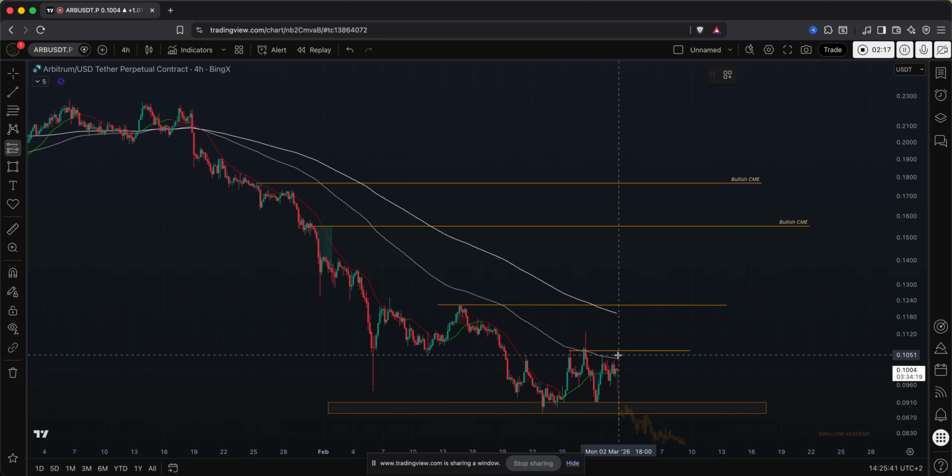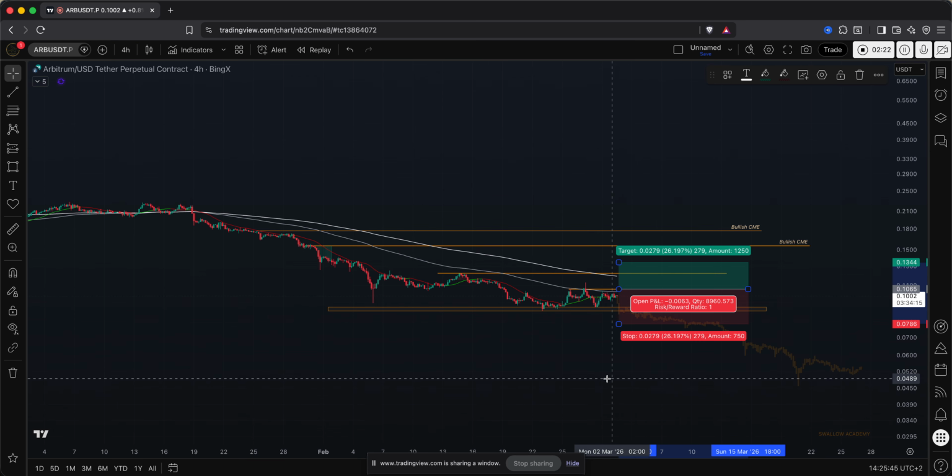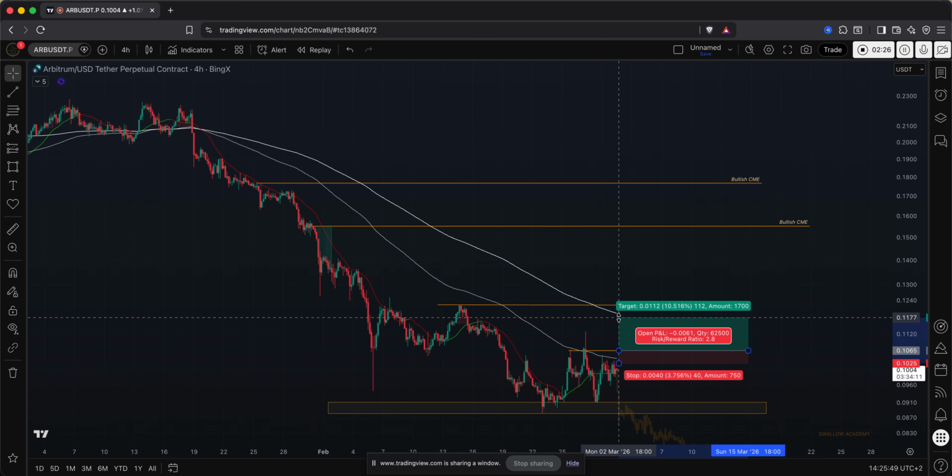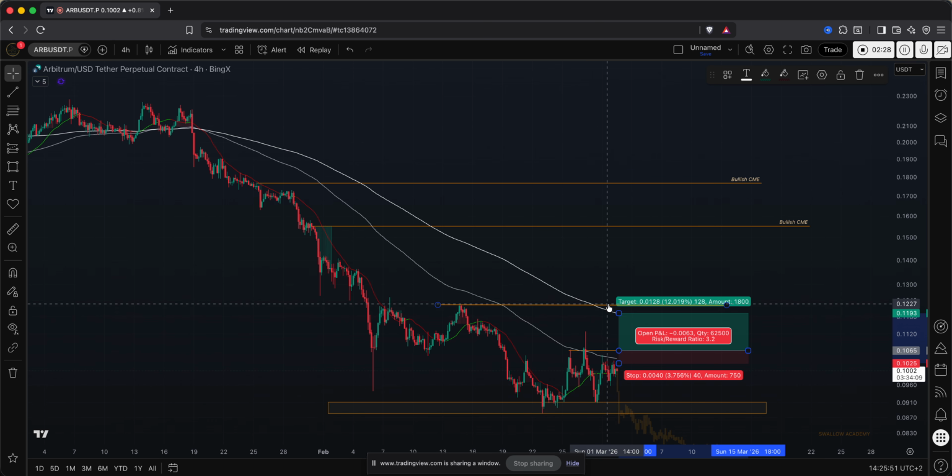So once we break out from this area here, going to wait slightly more for a confirmation, and we have a decent long setup here forming, which would give us, let's see, a risk and reward ratio of 1 to 4 basically. So this is the first game plan for us.